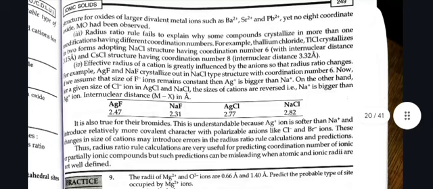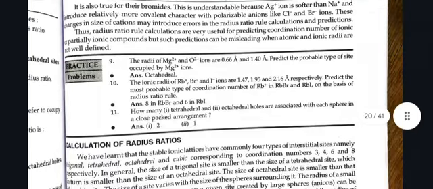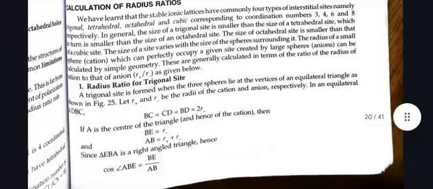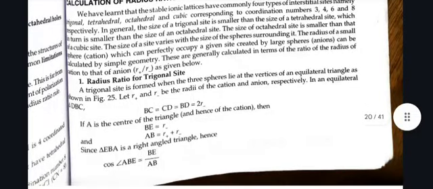Thus, radius ratio rule calculations are very useful for predicting the coordination number of ionic or partially ionic compounds, but such predictions can be misleading when atomic and ionic radii are not well defined. Now we come to the next topic, that is calculation of radius ratio. We have learned that stable ionic lattices commonly have 4 types of interstitial sites, namely trigonal, tetrahedral, octahedral and cubic, corresponding to coordination numbers 3, 4, 6 and 8 respectively. In general, the size of a trigonal site is smaller than that of a tetrahedral site, which in turn is smaller than that of an octahedral site. The size of an octahedral site is smaller than that of a cubic site.